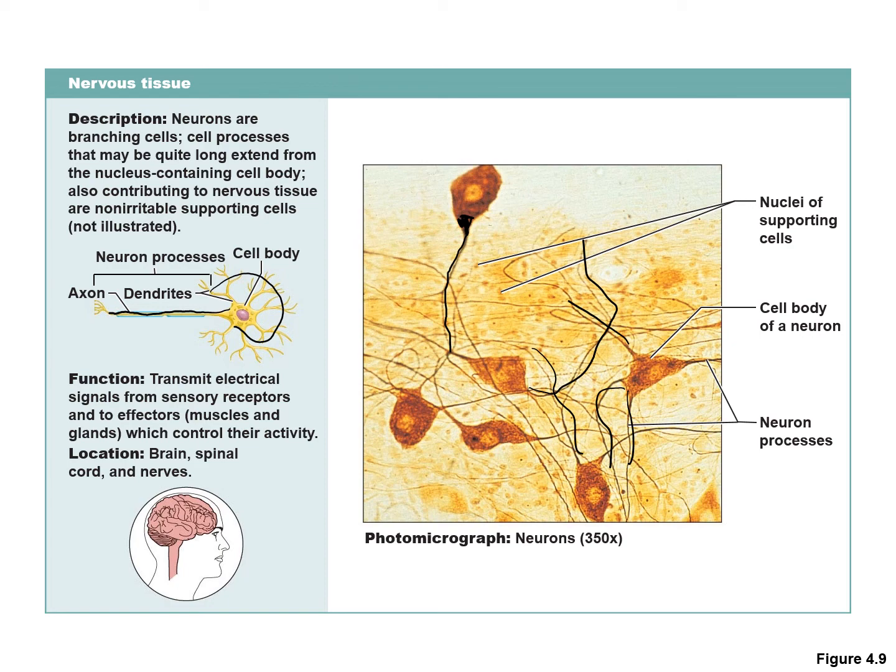And the function would be transmission of electrical signals, from the sensory receptors to your brain and from your brain to your muscles and glands, right? So transmission of electrical signals to control activity of muscles and glands. And you will find it in the brain, spinal cord, nerves, and we have other nervous tissue pretty much through your whole entire body.